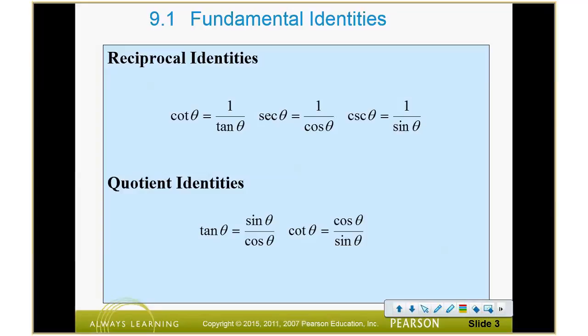If you don't know those 2 identities, then you pretty much forget it. And it's easy to remember because they're the flip-flops of each other. The tangent is the sine over the cosine. The cotangent flips. All right, so that's your first set of identities.